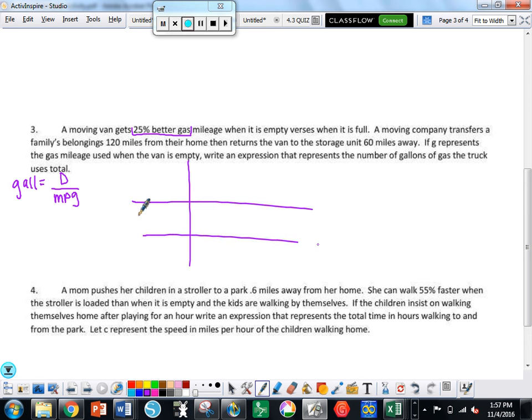we have one that's going fully loaded, and the other one's going empty, right? So what's going to happen here? A moving van company transfers the family's belongings 120 miles from their home, and then returns the van to a storage unit. So in every case we've gone so far, somebody's gone out and then they've come back, so their distance has been the same. This time, the moving van goes 120 miles and then it goes to a storage unit 60 miles away. So it's not like I'm going out 120 and coming back 120. I'm going out 120 and then I'm going to a different location 60 miles.